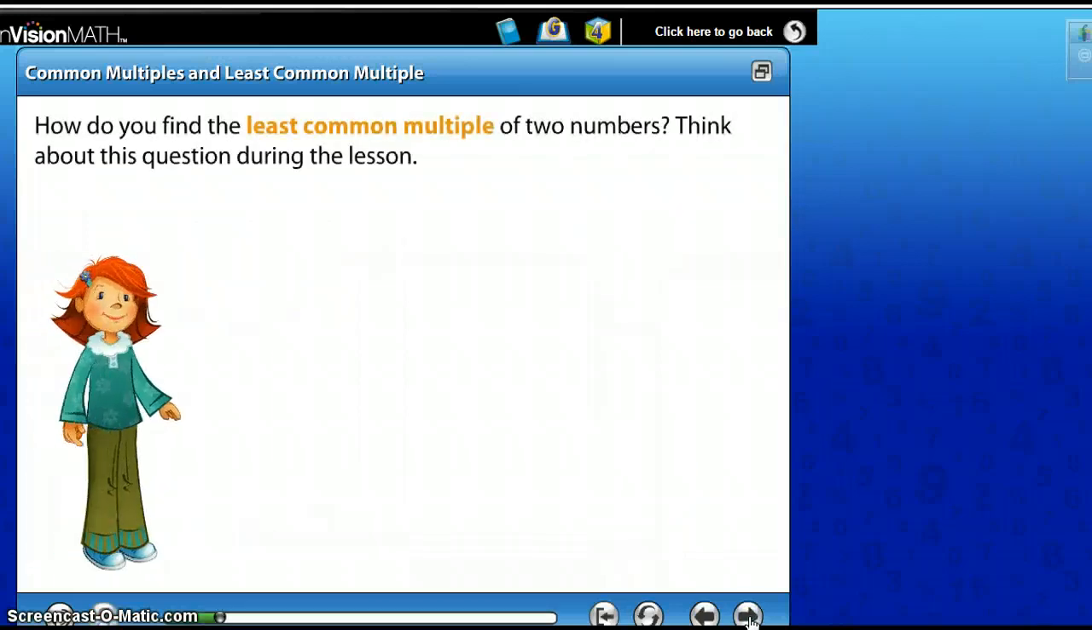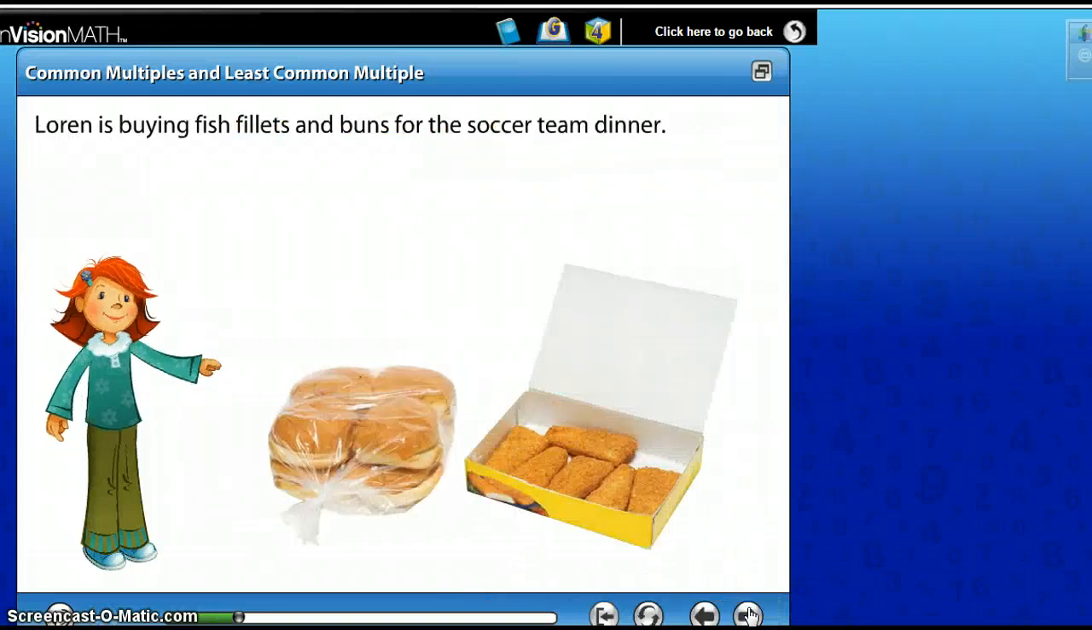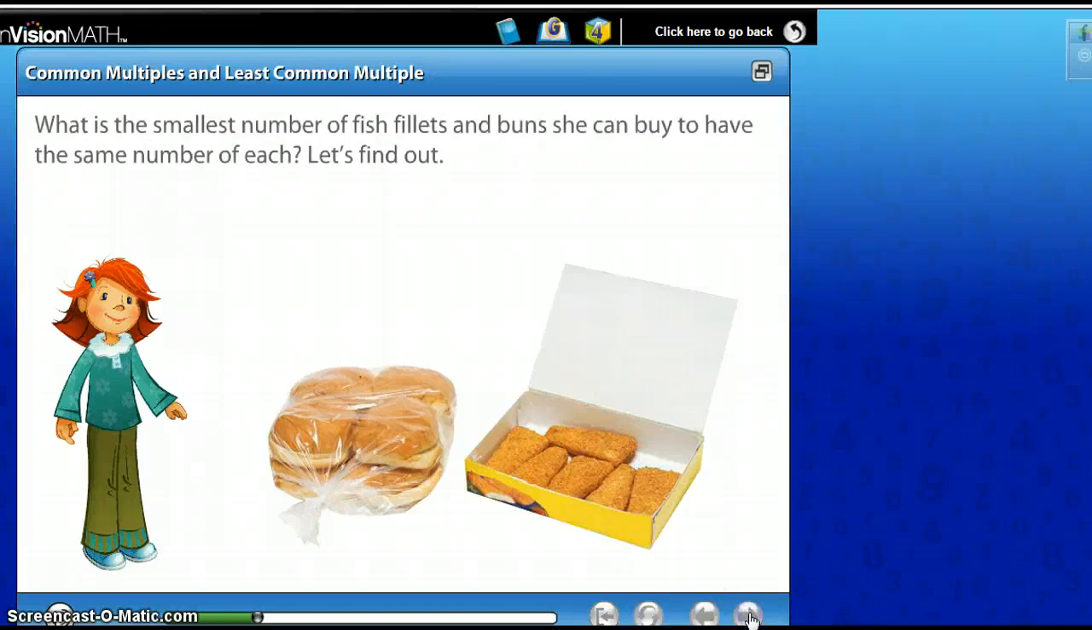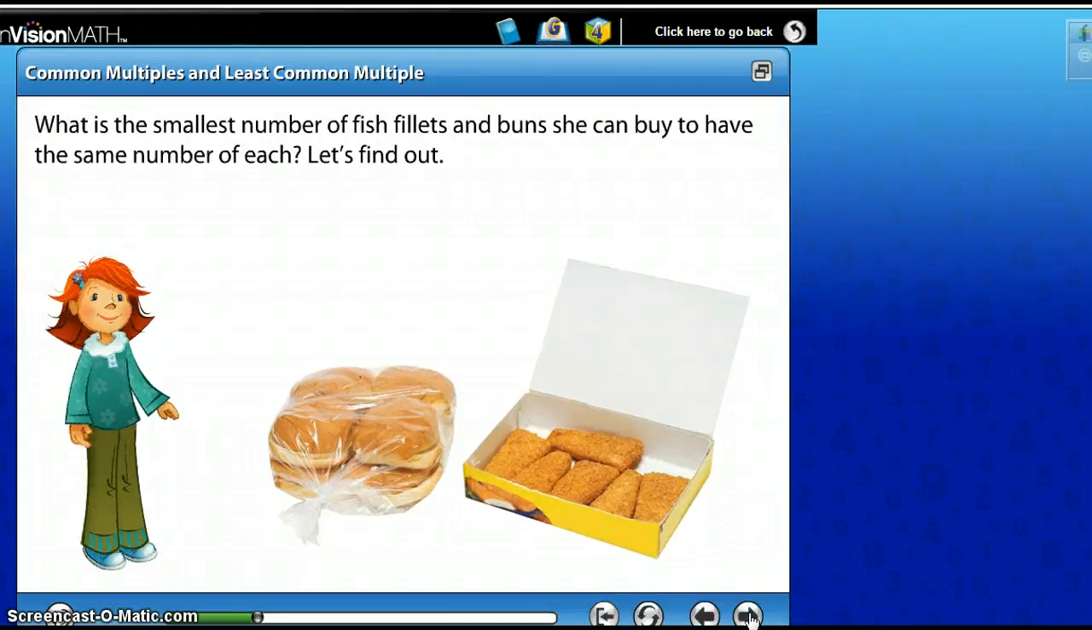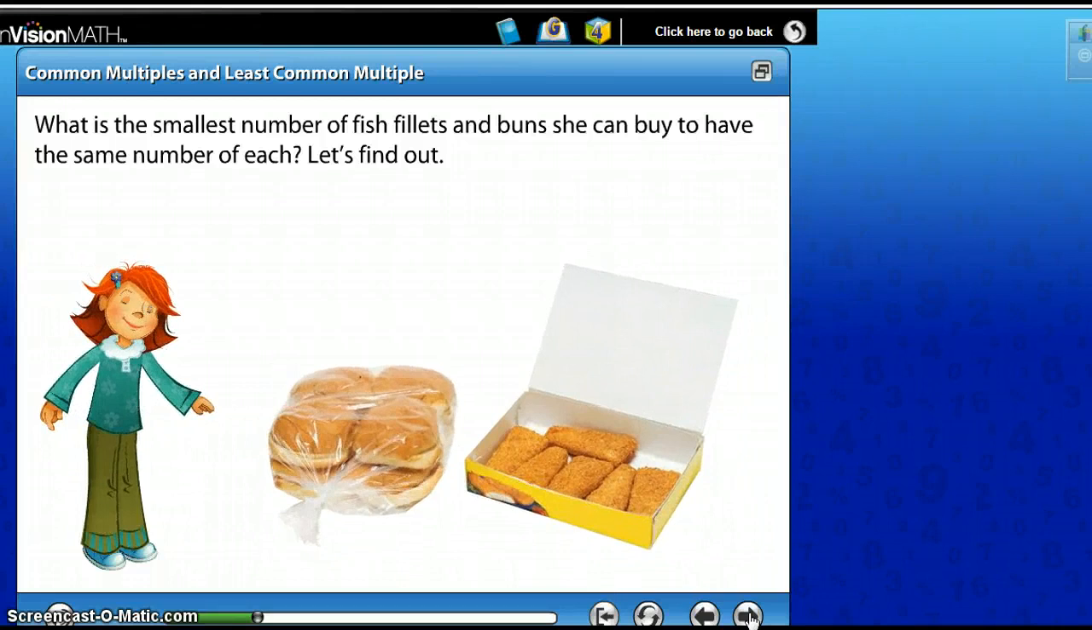How do you find the least common multiple of two numbers? Think about this question during the lesson. Lauren is buying fish fillets and buns for the soccer team dinner. What is the smallest number of fish fillets and buns she can buy to have the same number of each? Let's find out.